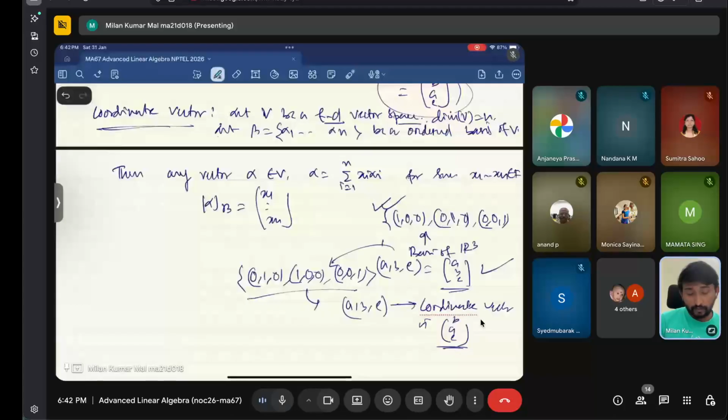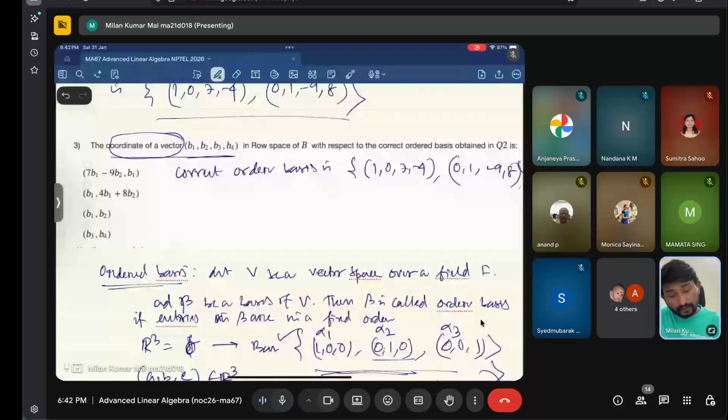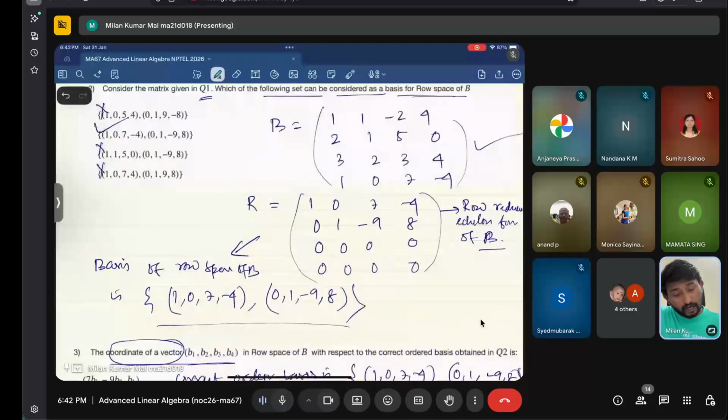So now let's go back to the main problem. So what was the question here? The coordinates of the vector b1, b2, b3, b4 in the row space of B. So B was the matrix. This is the row space. A basis of the row space is this. If I write it as an ordered basis, this is alpha 1, 1, 0, 7, minus 4, and alpha 2 is 0, 1, minus 9, 8. This is alpha 2.